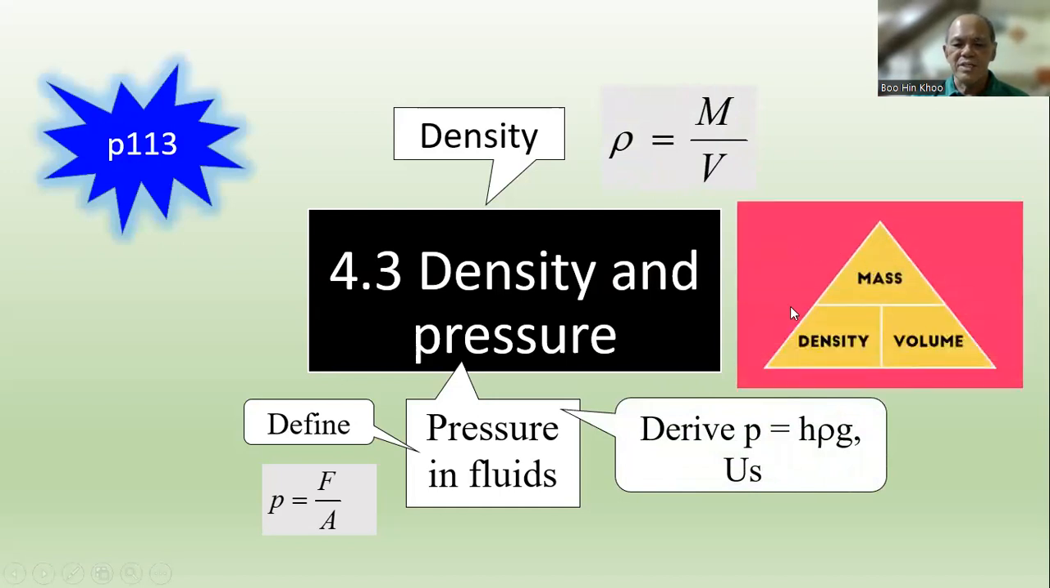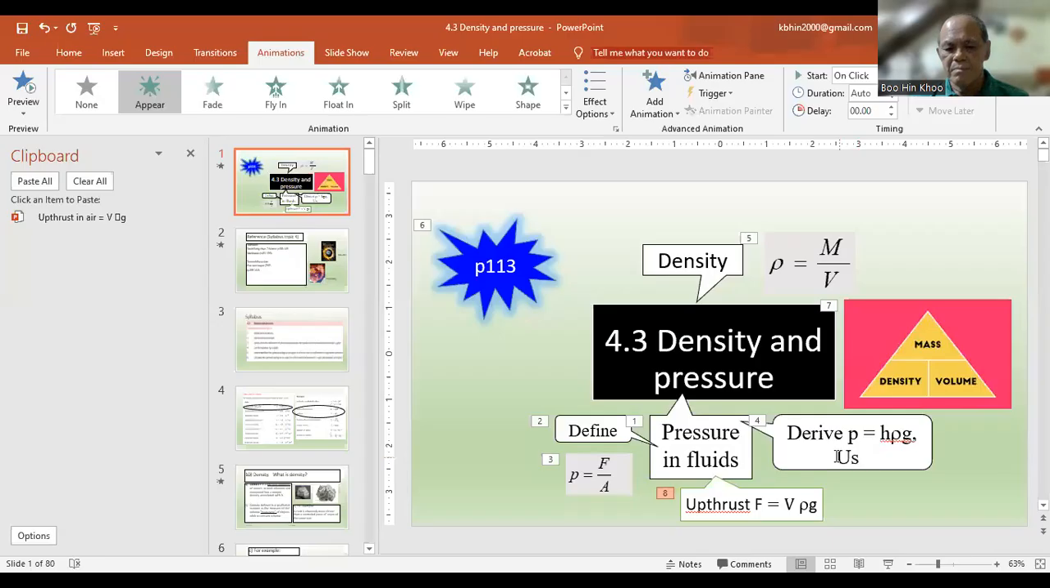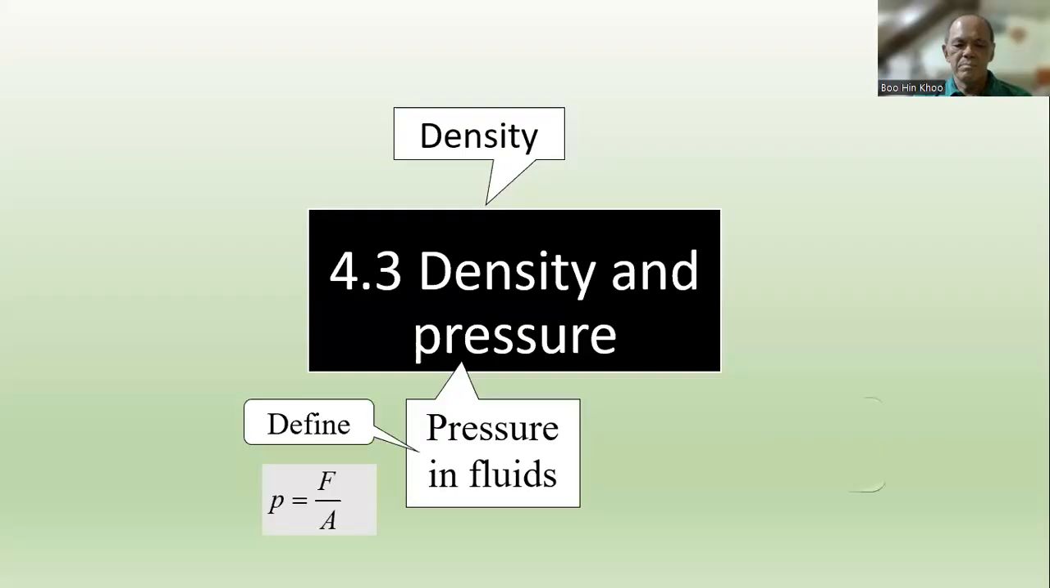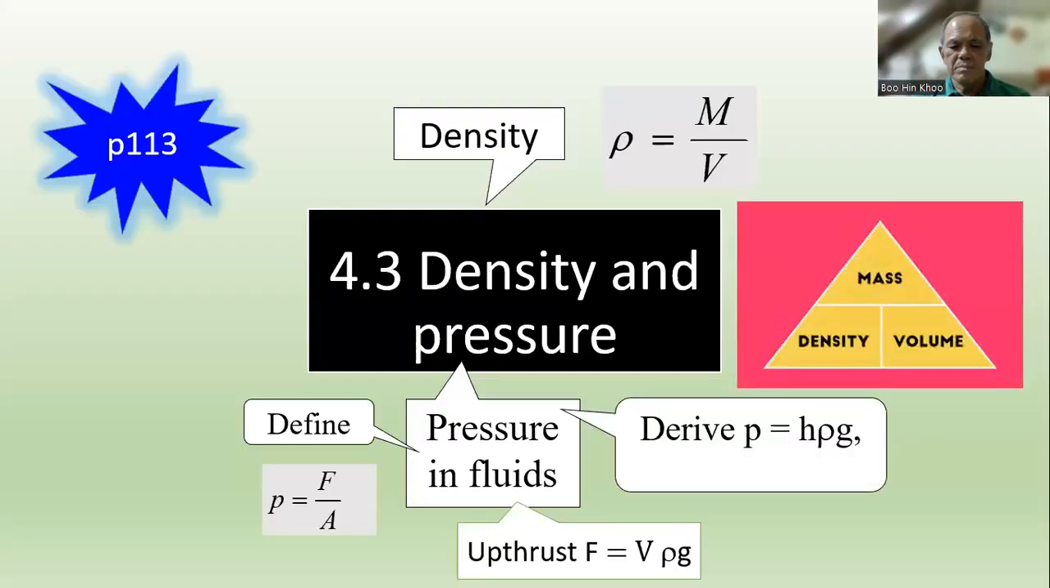Or we can use this triangle to help you remember. If you want to find density, just cover density: it is mass over volume. If you want to find mass, cover up mass: it is density times volume. Right? Mass is density times volume. And finally, upthrust, F equals V rho g.